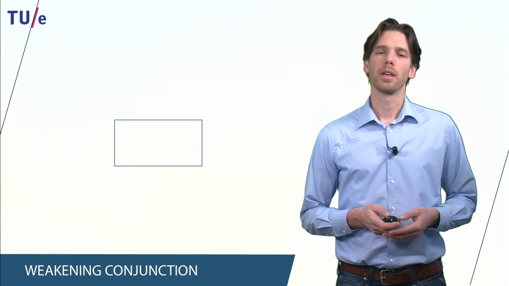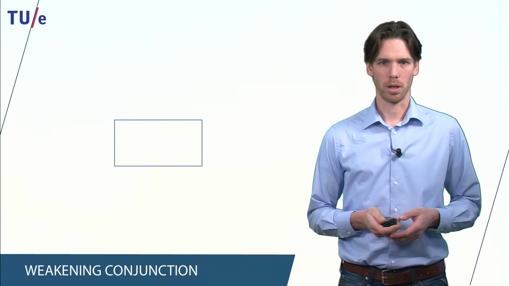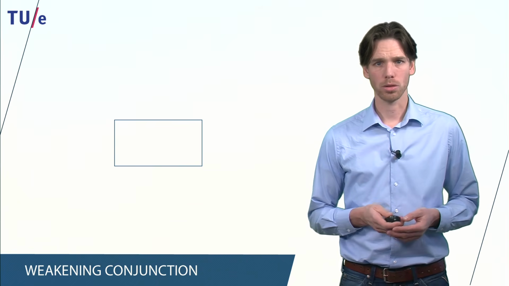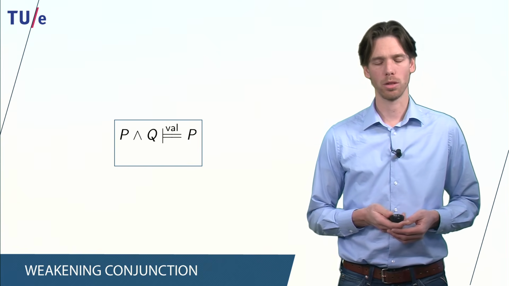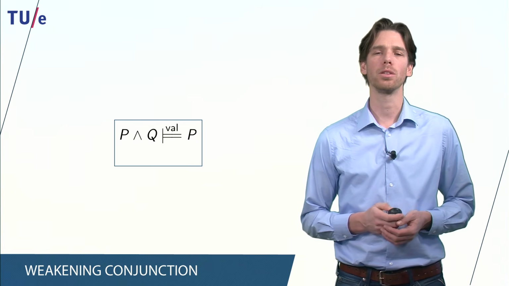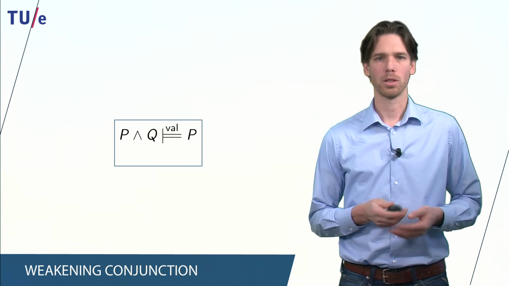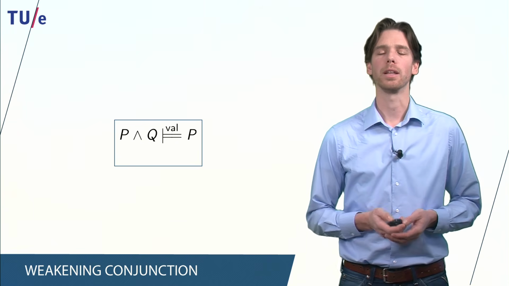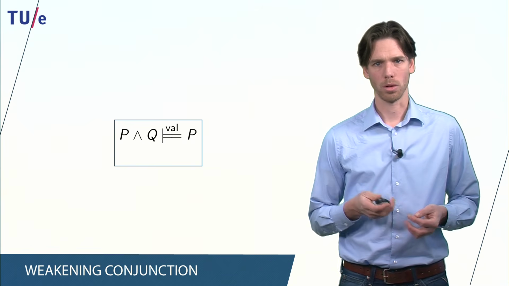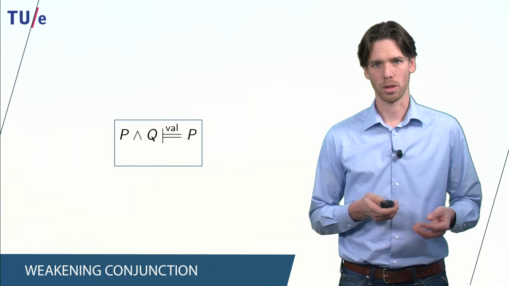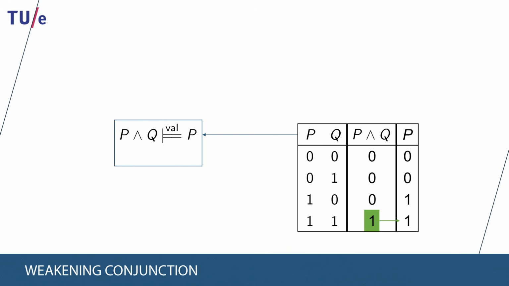Logical consequence gives us a way to also express general properties of connectives. Let's first consider conjunction. For all abstract propositions P and Q, it holds that the conjunction P and Q is stronger than P. So P is always a logical consequence of the conjunction P and Q. To prove this general logical consequence, this general weakening, you could say, we give a truth table.